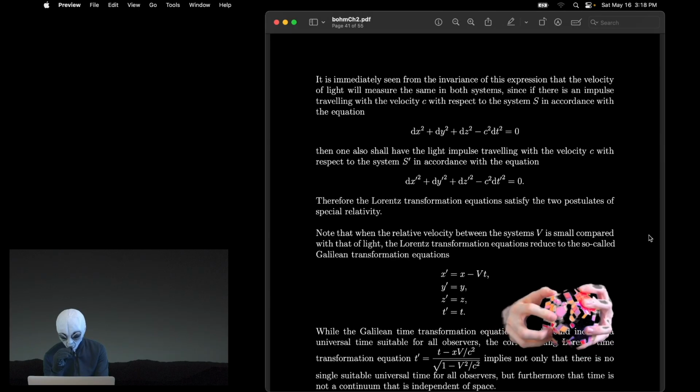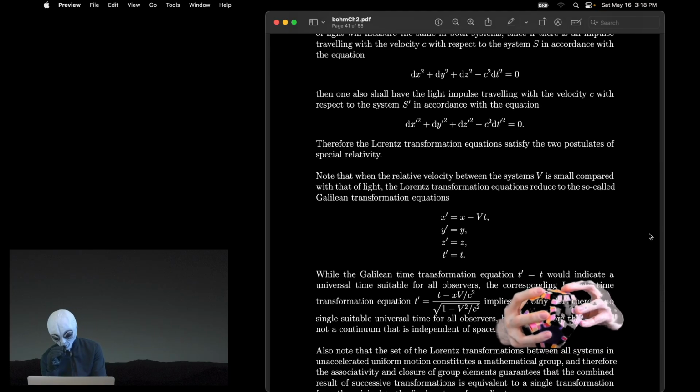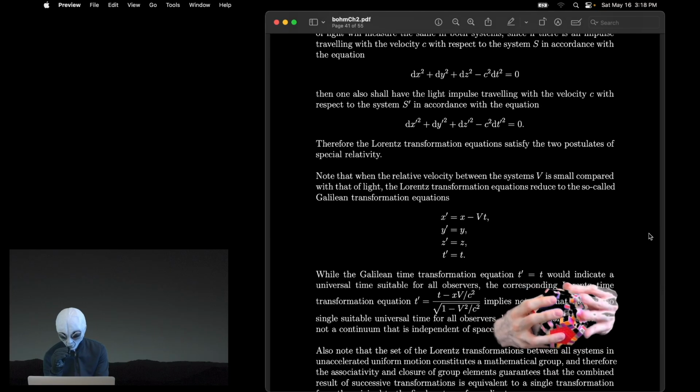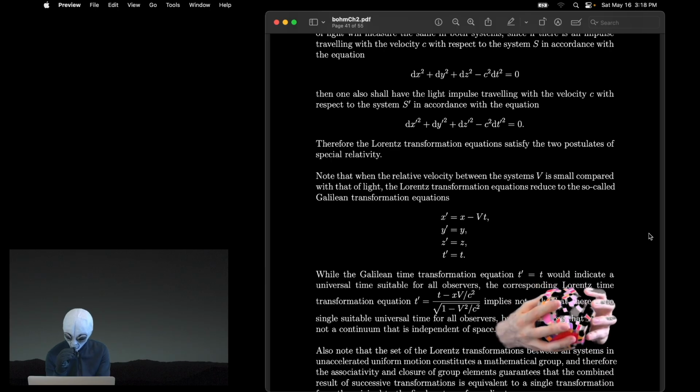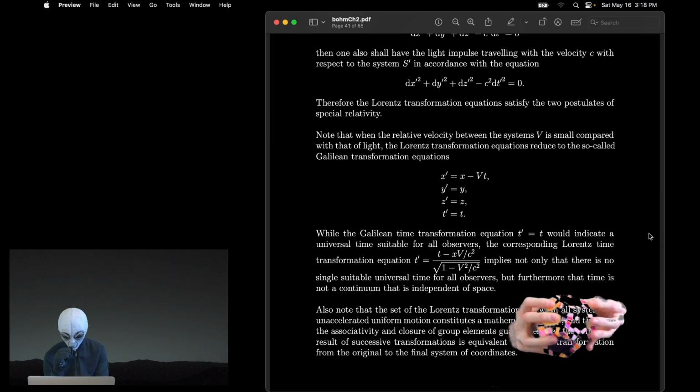It is immediately seen from the invariance of this expression that the velocity of light will measure the same in both systems, since if there is an impulse traveling with the velocity of lowercase c with respect to the system capital S in accordance with the equation dx squared plus dy squared plus dz squared minus c squared dt squared equals 0, then one also shall have the light impulse traveling with the velocity of lowercase c with respect to the system capital S prime in accordance with the equation dx prime squared plus dy prime squared plus dz prime squared minus c squared times dt prime squared equals 0. Therefore, the Lorentz transformation equations satisfy the two postulates of special relativity.